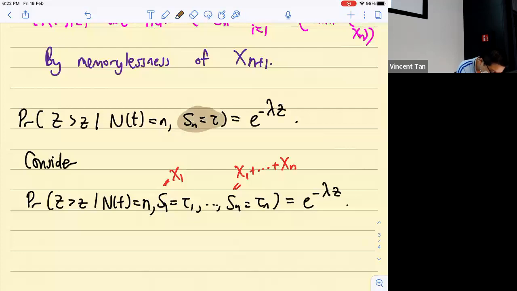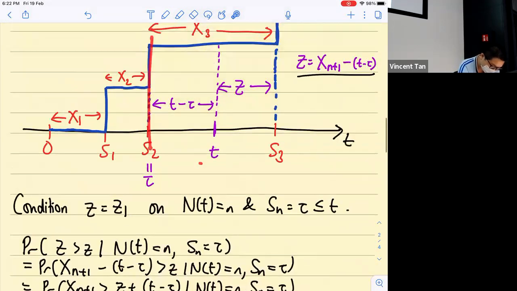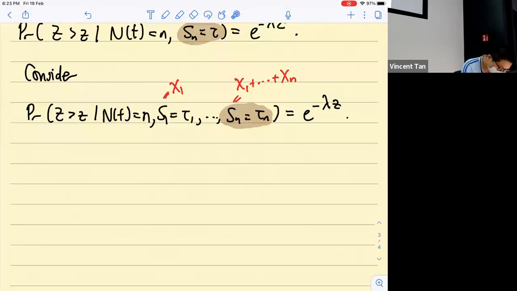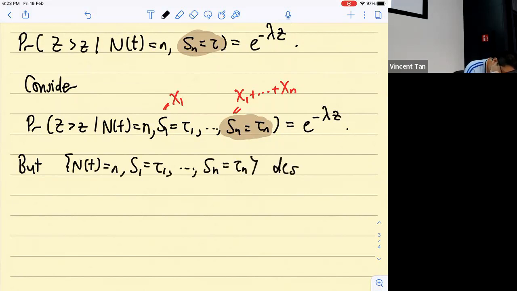Notice what I have done is I have kept this guy around, and I just renamed this to be tau n. You can rename it to whatever. Even if I inserted the first n minus 1 arrival epochs, this is not going to change my calculation, because the only important fact is that this guy here is at tau. It doesn't matter where this guy is. That's what I'm saying here. Now, what we are conditioning on, nt equals n and sn equals tau n, describes the entire evolution of the process up to and including time t.